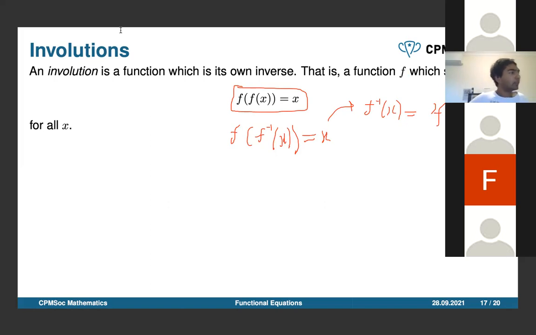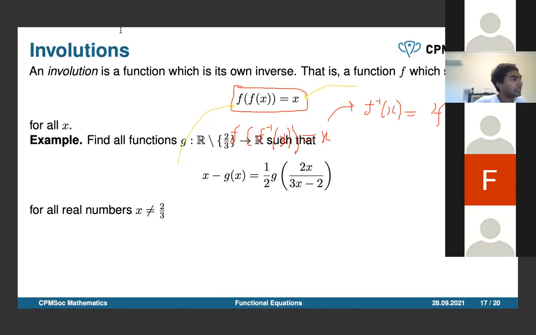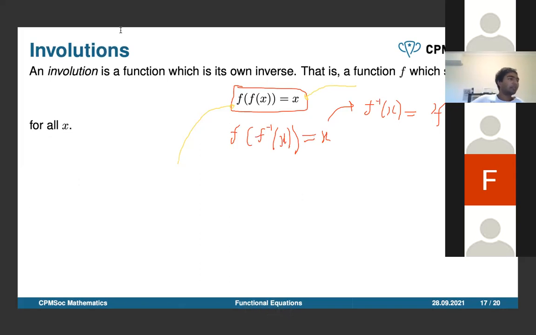Now this happens for all x, and a nice property about involutions is that they're both one-to-one and onto, so both injective and surjective, so bijective. The reason for this is, since we have f(f(x)) = x, we can get all the possible x's on the right-hand side. And it's also injective because if you had two function values that were the same, so f(a) = f(b), and you put it into this equation, you can automatically get a = b. That's a nice property about involutions.